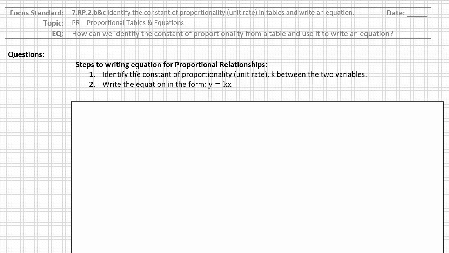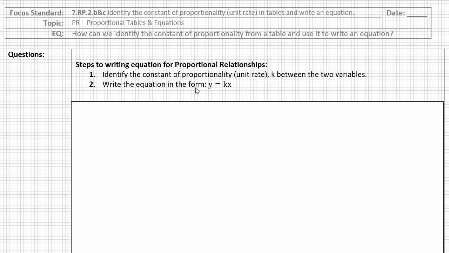So here are the steps for writing an equation for proportional relationships. First, we identify the constant of proportionality, which remember is just a fancy phrase for saying the unit rate, also represented by the variable k. So it is the unit rate between the two variables.